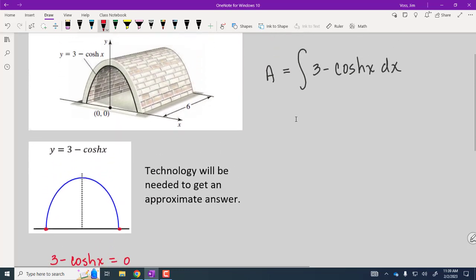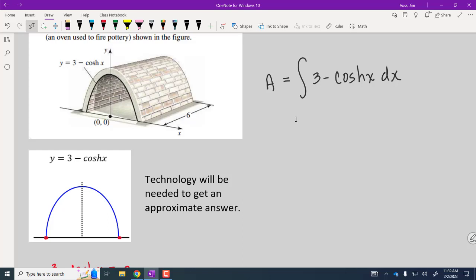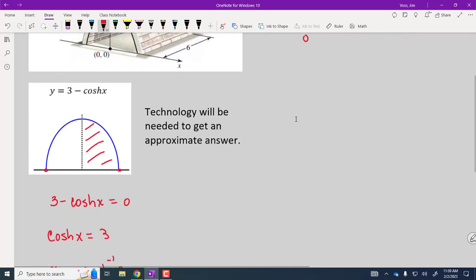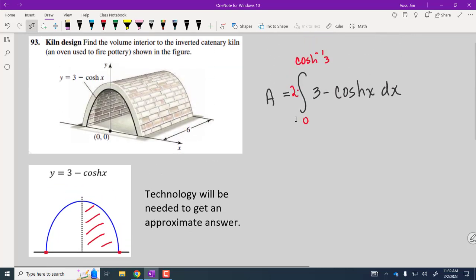So what we would do is come over here to our integral. Do you see that we could use symmetry? We could go from 0 to inverse cosh of 3 and then double it. Does that make sense to everybody? Okay, so we can in fact do the integral part. That's not too difficult. We get 3x. The integral of cosh is sinh. And then we're going to go 0 to inverse cosh of 3.